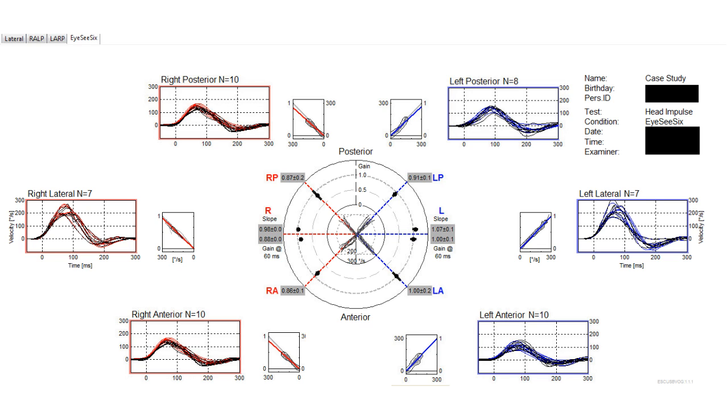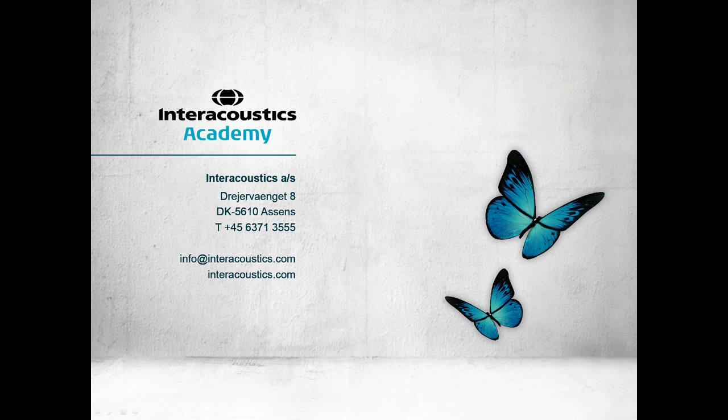The EyeSeeSix report allows for simple interpretation of complex information and is presented on a single page. It is unique to the EyeSeeCam vHIT system. This concludes this quick guide video which explained the content of the EyeSeeSix report.